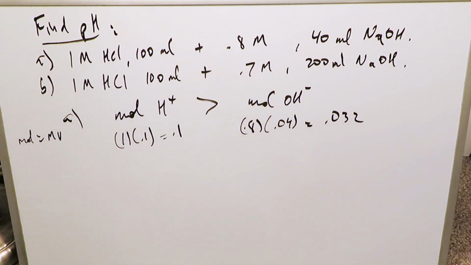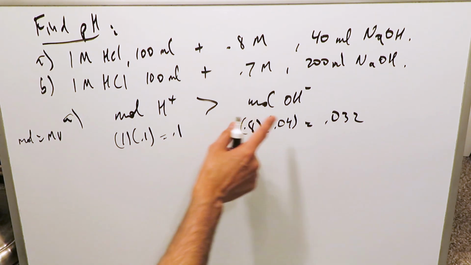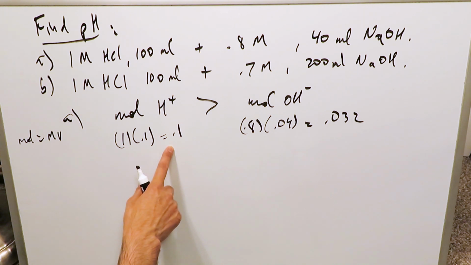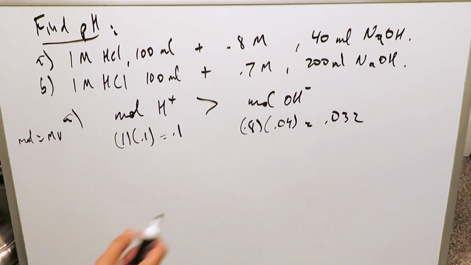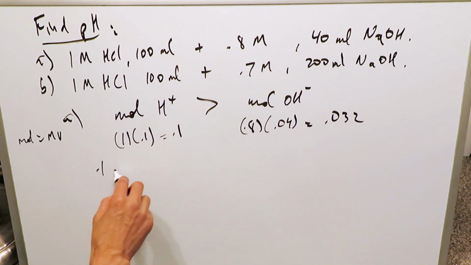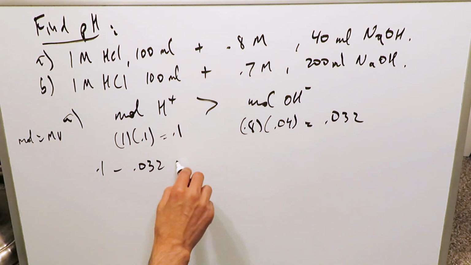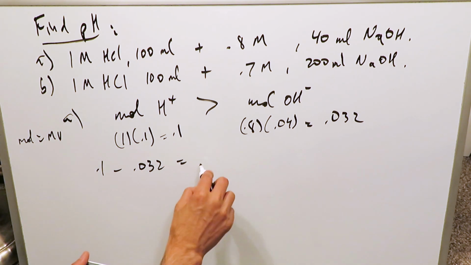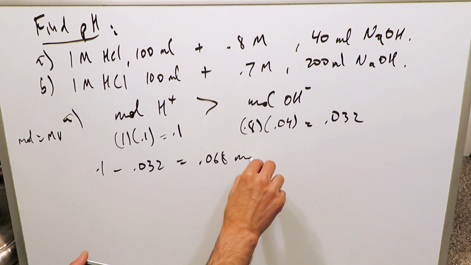You know the acid is in excess. The acid is more. Any amount of base will be fully used up to neutralize the acid to the greatest extent. What will remain? You'll do 0.1 moles of acid minus all the moles of the base. 0.1 minus 0.032, you're going to have 0.068 moles of acid.